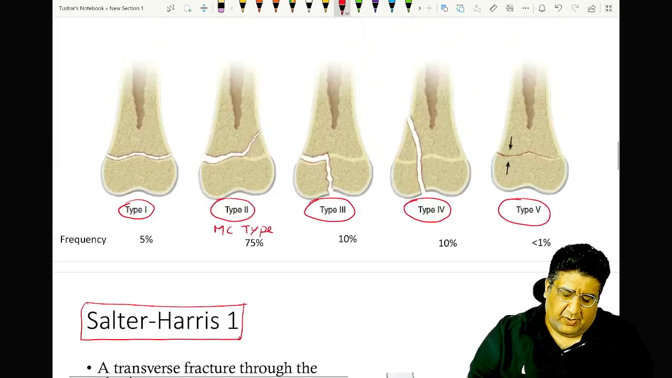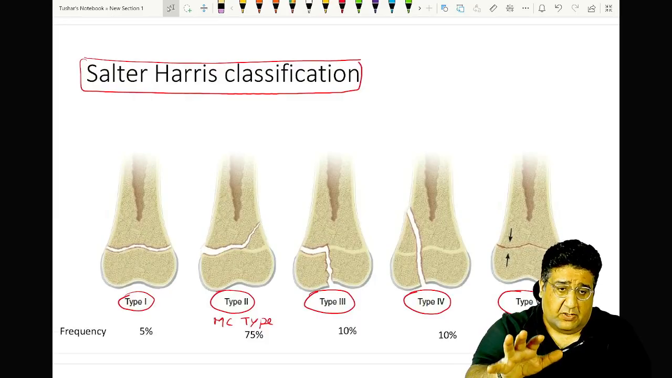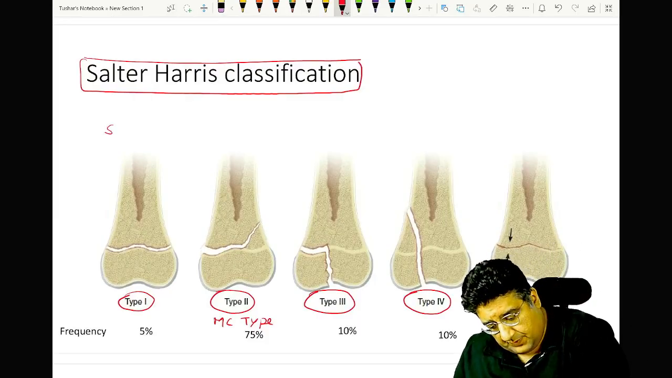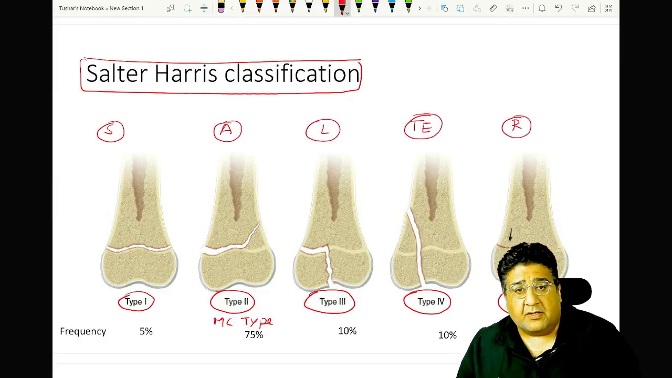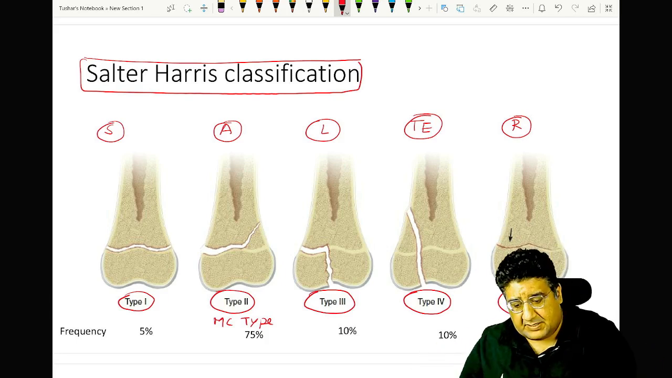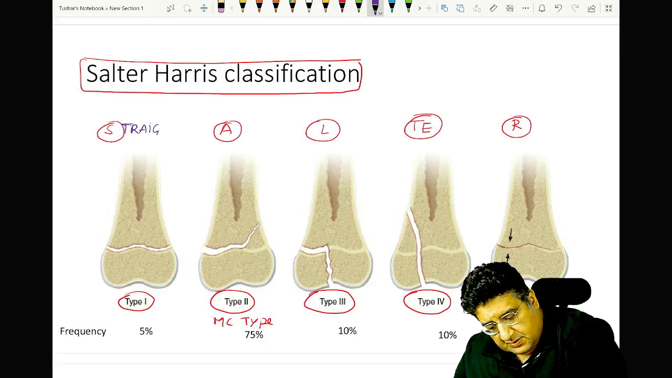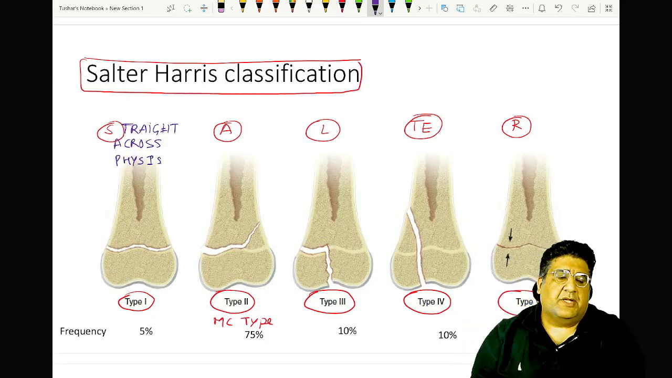Before I go further, I would like to add one more thing here: if you really want to understand the Salter-Harris classification, you need to understand the mnemonic. The mnemonic is what is called SALTER. So type 1 S, type 2 A, type 3 L, type 4 TE, type 5 R. So the Salter-Harris classification can be remembered with the mnemonic SALTER. Don't worry, we'll discuss that. First of all, S. S means straight across the physis. So S technically means straight across the physis.